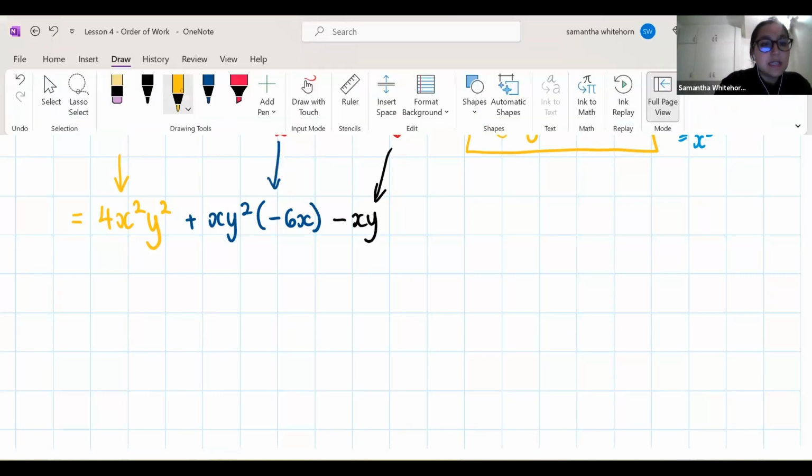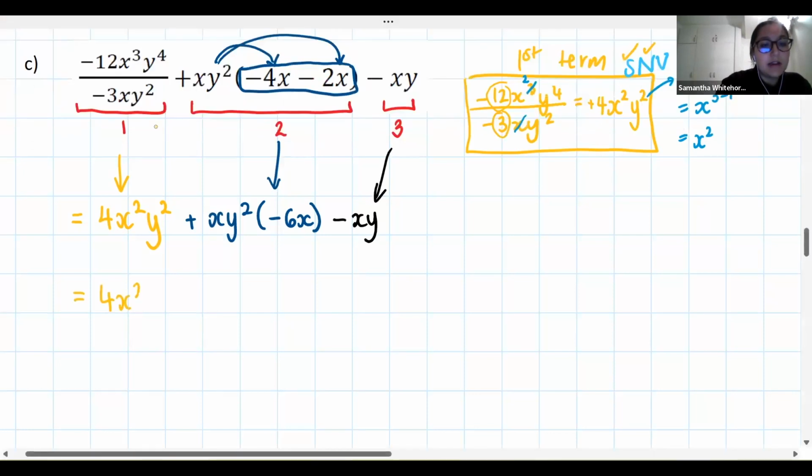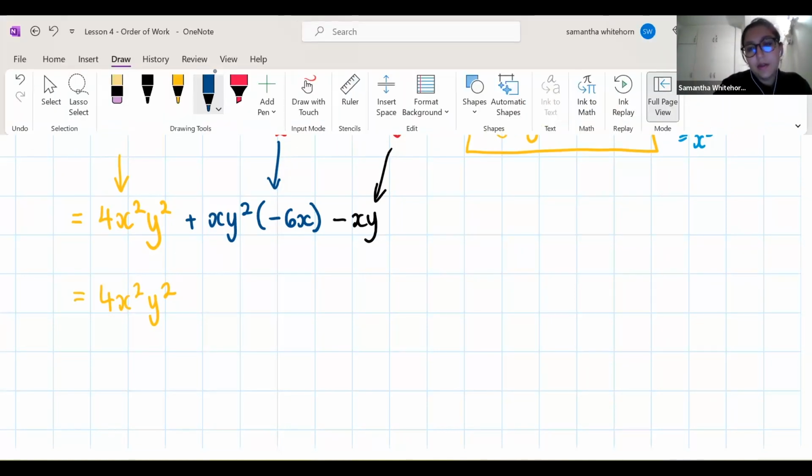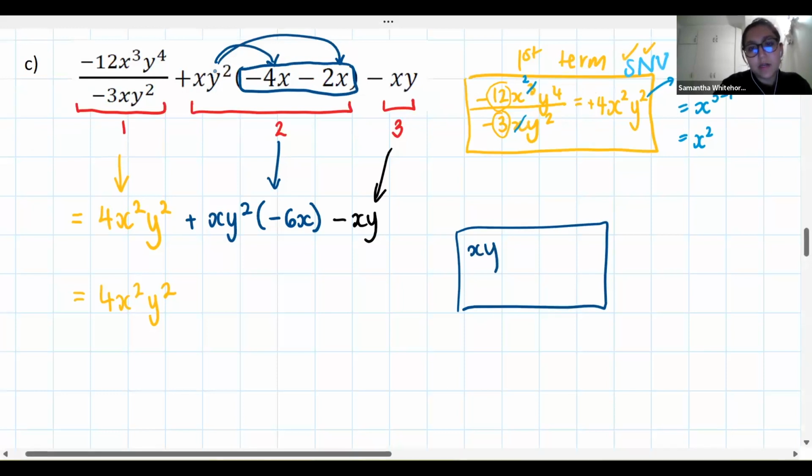So my first term stays as it is. It's simplified. I've dealt with it, no issues. But now the second term, I want to multiply. So I have got positive xy squared times negative 6x. A positive times a negative is a negative. Remember, in front of this xy squared, there is a 1. So 6 times 1 is 6. X times x is x squared. And then I've got the y squared there. It's not being multiplied by anything. It just is. So minus 6x squared, y squared.